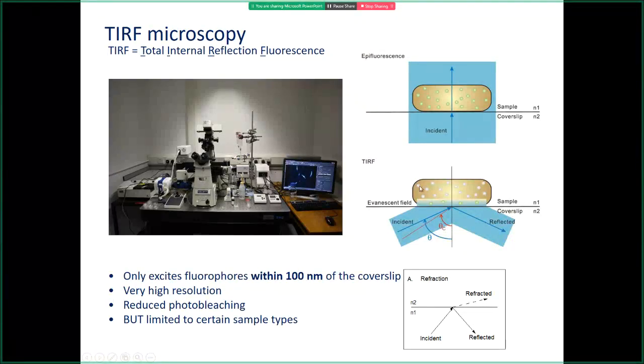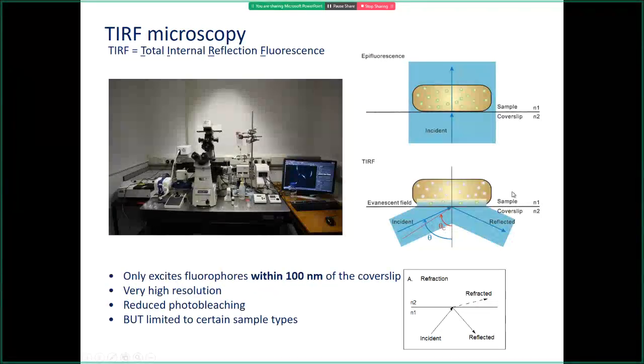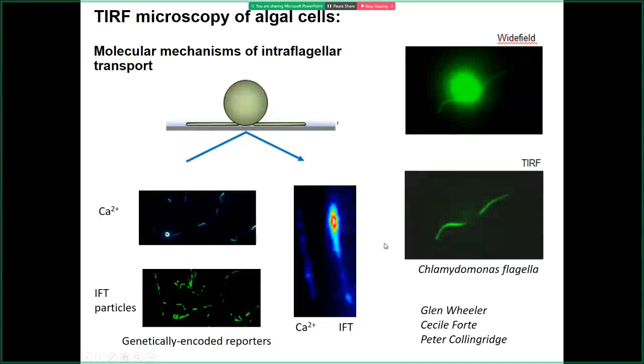So if you have anything which is fluorescent within that evanescent field, you will excite fluorescence only within that 100 nanometers above the cover slip. Well, that can be very useful for looking at certain things. It's not useful for looking deep within cells, but it can be very useful for looking at very small structures which have a tendency to adhere to glass.